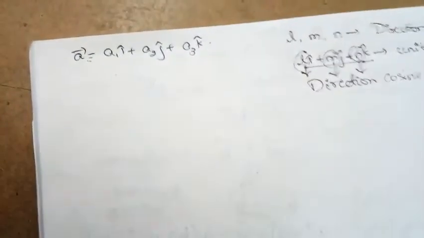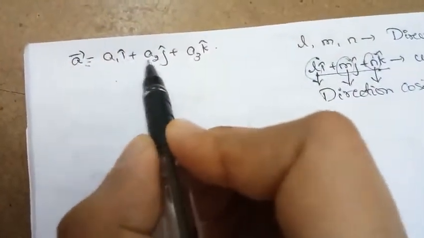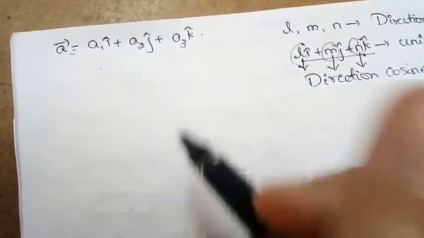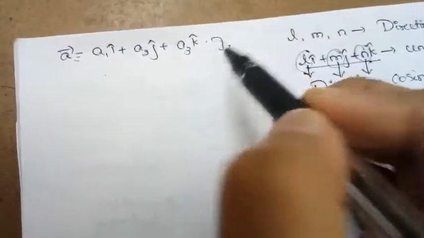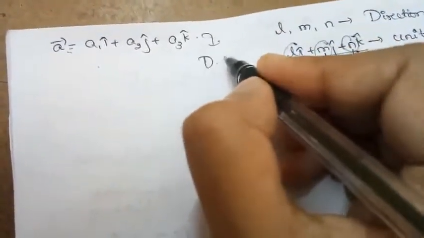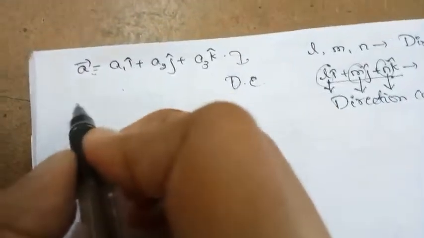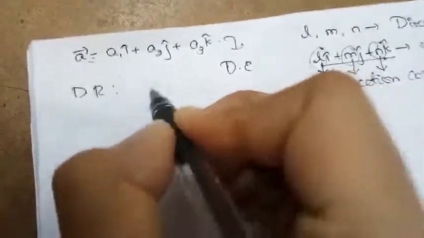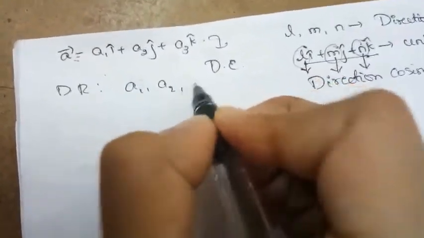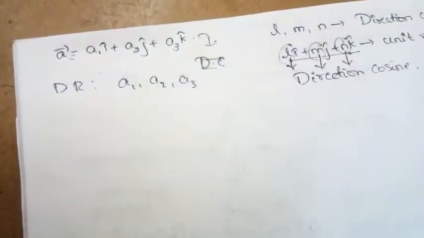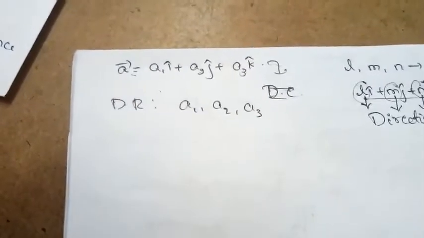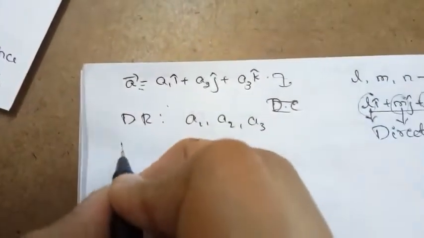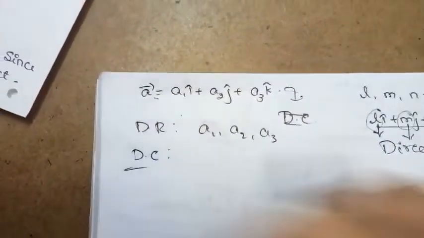So if they have given a vector A, which is a1 i cap plus a2 j cap plus a3 k cap, and asked you to find the direction ratios, they are nothing but a1, a2 and a3. If they ask you to find the direction ratios, this will be the answer. Suppose they ask you to find the direction cosines.